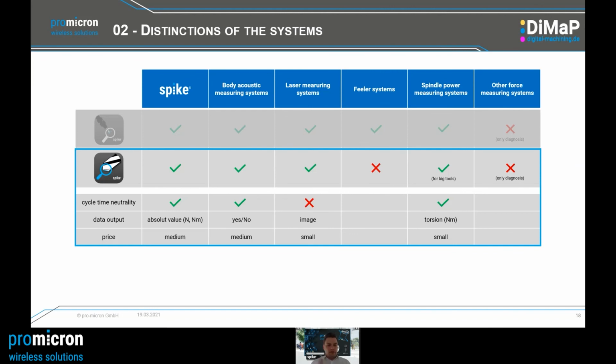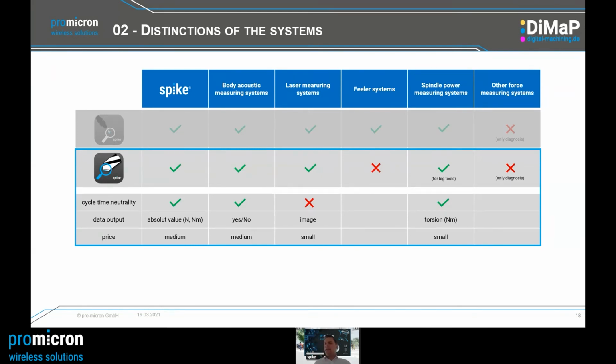Now let's have a view again at the criteria or the distinction of the systems. Besides the feeler system, all systems which I have placed here can detect tool wear. Again, the question is, who is cycle time neutral? A laser system is not cycle time neutral, and it's pretty interesting.